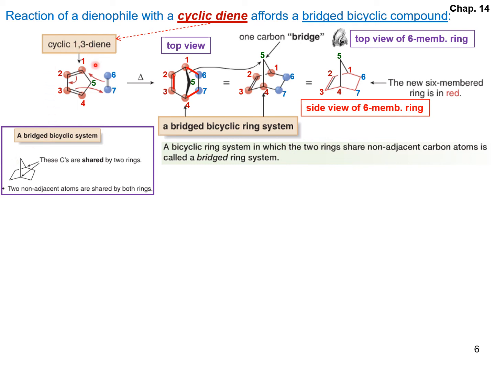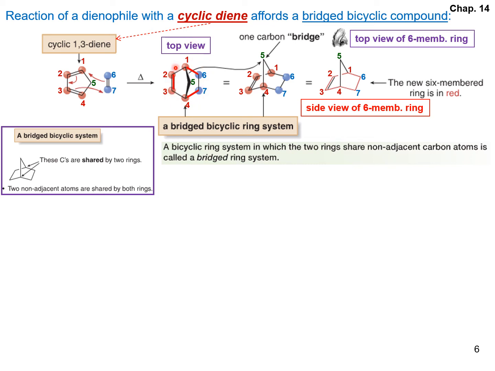In the example above, we have 1,3-cyclopentadiene as the diene, and the dienophile is ethylene. When you heat this up, you form two new sigma bonds, shown here in red, between atoms 1 and 6 and 4 and 7, and a new pi bond between 2 and 3.